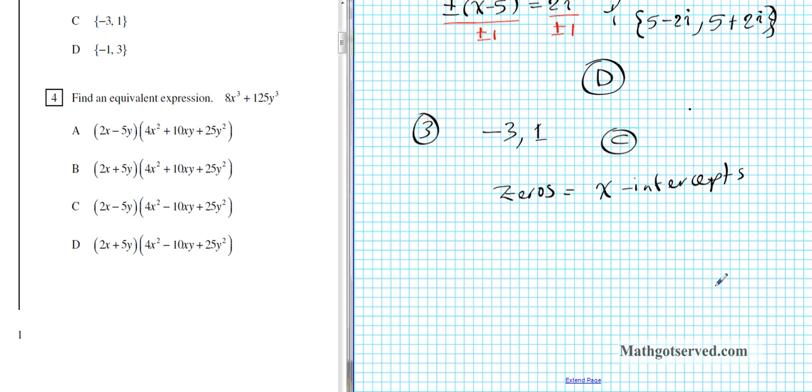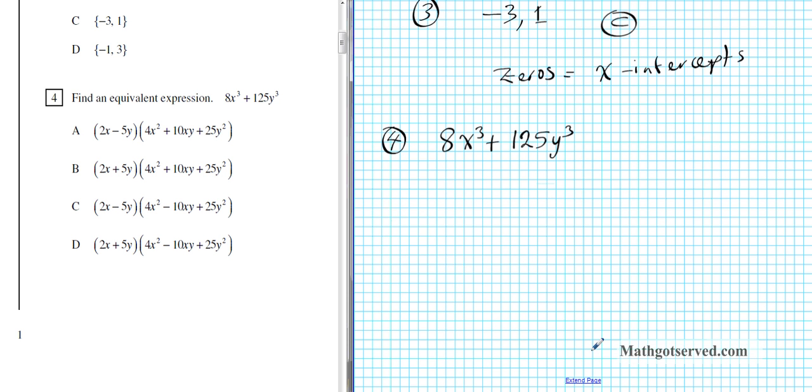All right, for number 4, we're asked to factor a sum of cubes. So for number 4, we have 8x to the third plus 125y to the third. So since this is a sum of cubes, we're going to use the sum of cubes formula. So let's write the sum of cubes formula. A cubed plus b cubed is equal to a plus b. You keep the sign first, and then a squared. You do the opposite of the sign in the center, minus ab, and then the last sign is always plus.